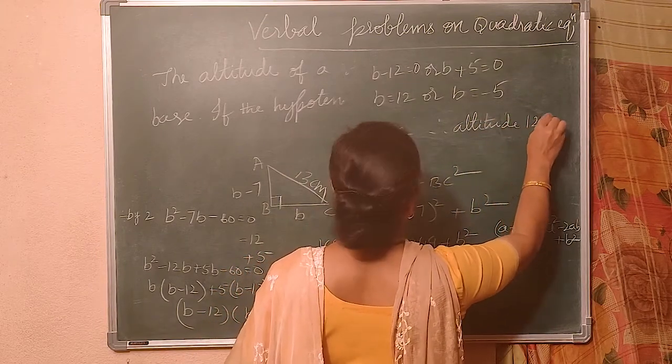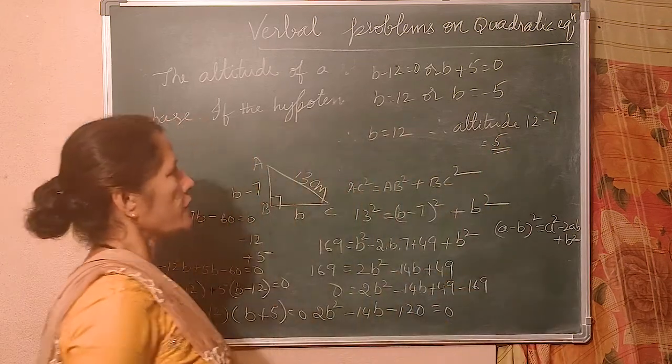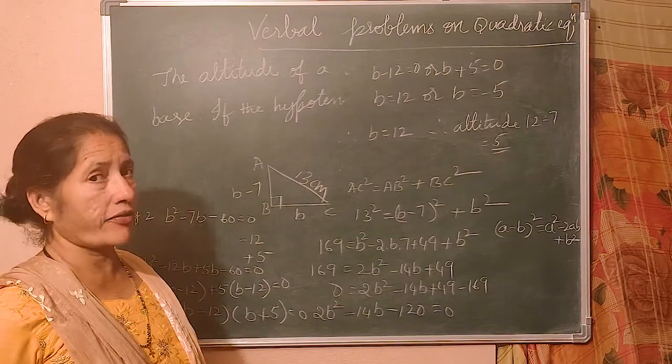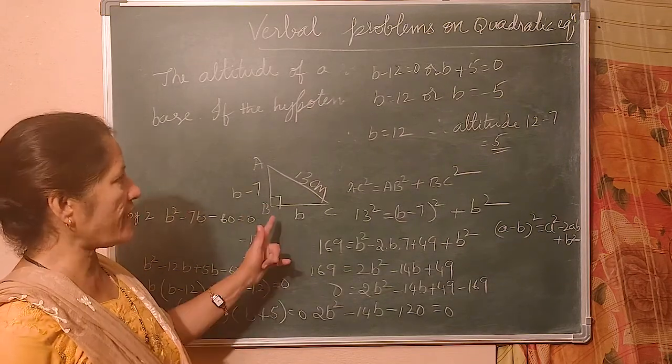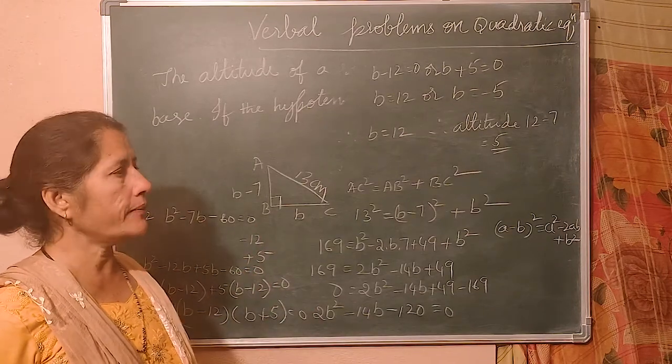12 minus 7 is equal to 5. Right? So, it is a Pythagorean triplet. 5, 12 and 13. Are we right? Yes. So, what is the base? 12. Altitude is 5. Is it clear?